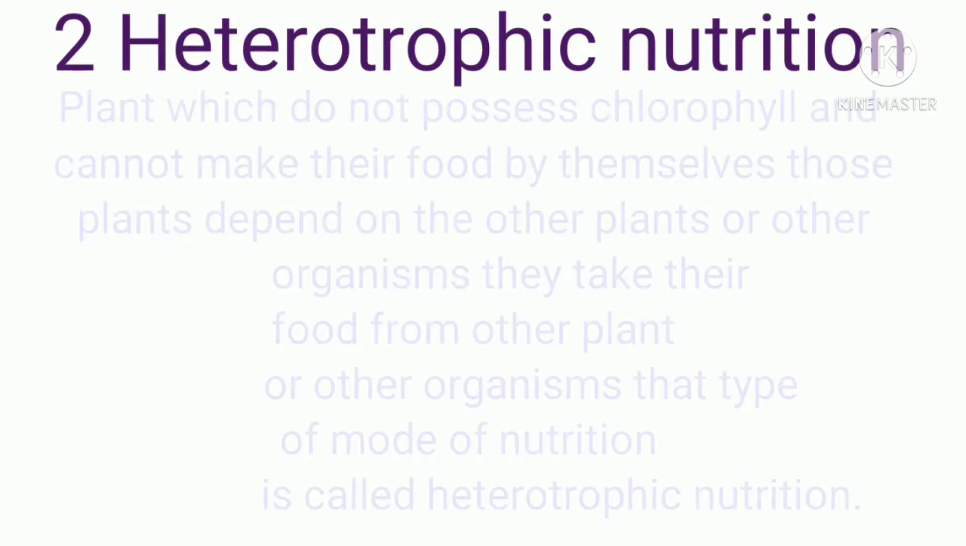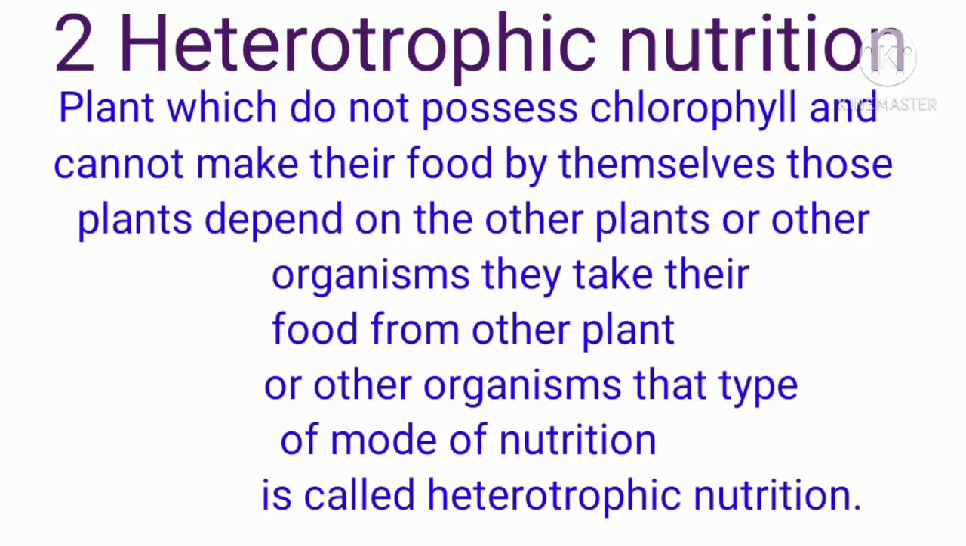The second type of nutrition in plants is heterotrophic nutrition. Plants which do not possess chlorophyll and cannot make their food by themselves depend on other plants or organisms. They take their food from other plants or organisms. That type of mode of nutrition is called heterotrophic nutrition.